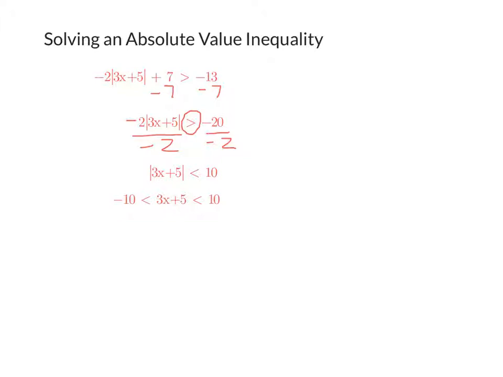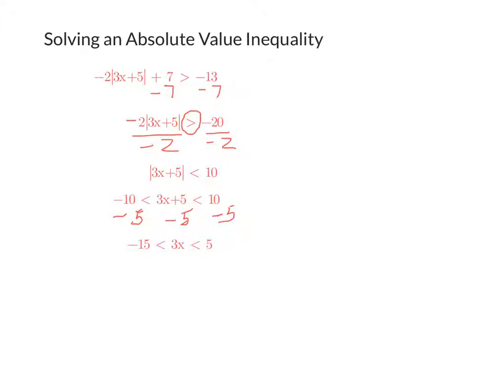And what we end up with is a compound inequality where we've got minus 10 is less than 3x plus 5 is less than positive 10. All right? We're going to solve this the same way we would any compound inequality. We're going to start by subtracting 5 from all sides. So we subtract 5 from the middle, but we also have minus 5 on the left and minus 5 on the right. So now we have minus 15 is less than 3x is less than 5.